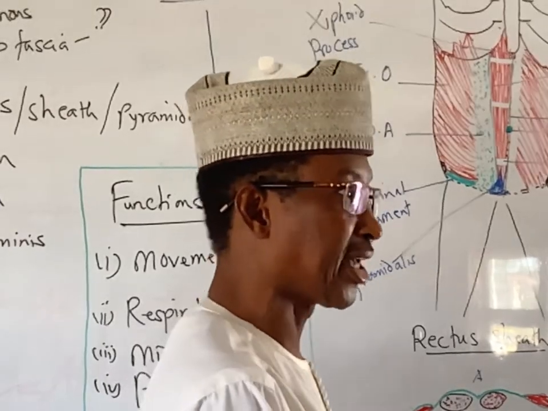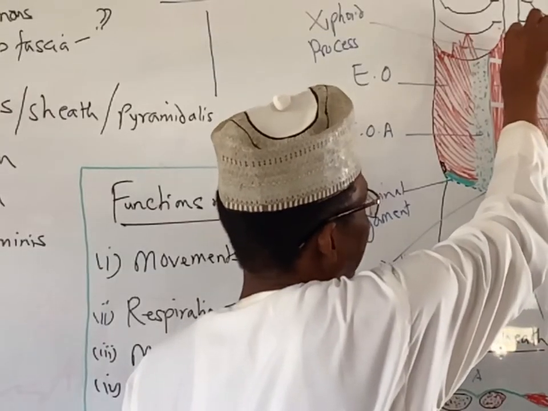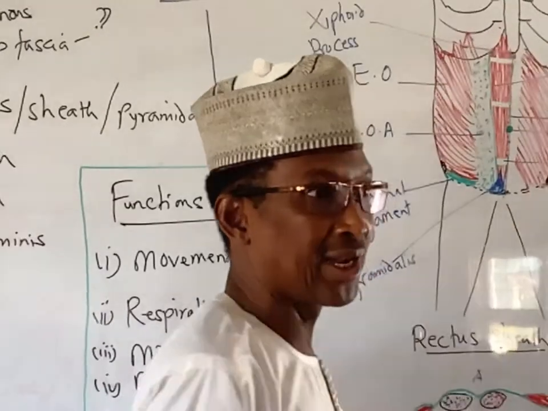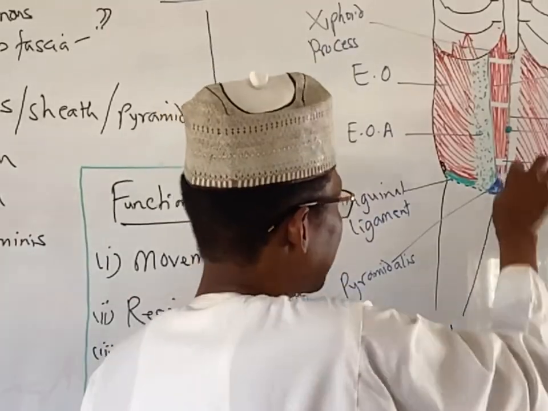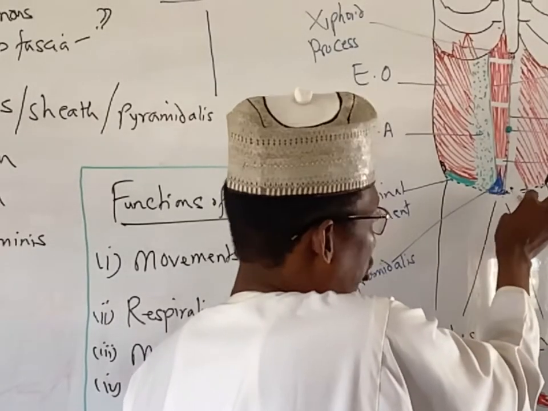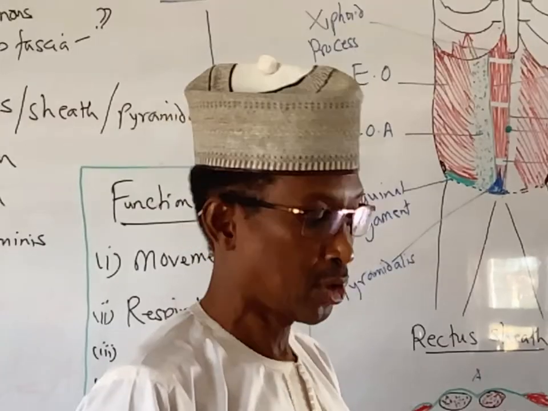So you better understand what we said. Originally it arises from the xiphoid process, the lateral border of the body of the sternum, and from the lower aspect of the costal cartilage. It passes vertically downward and gets inserted in the pubic symphysis, pubic tubercle, and the pubic crest. Are you clear? Yes. Good.